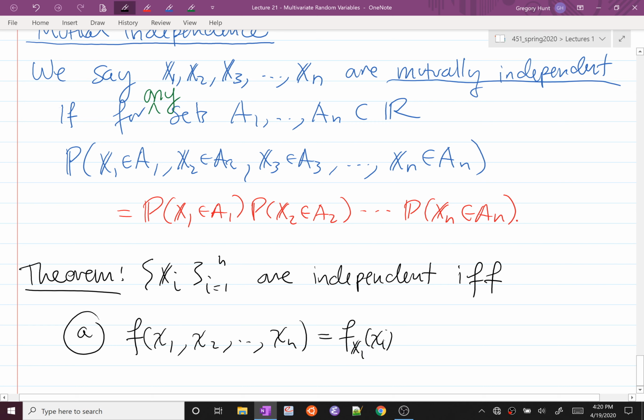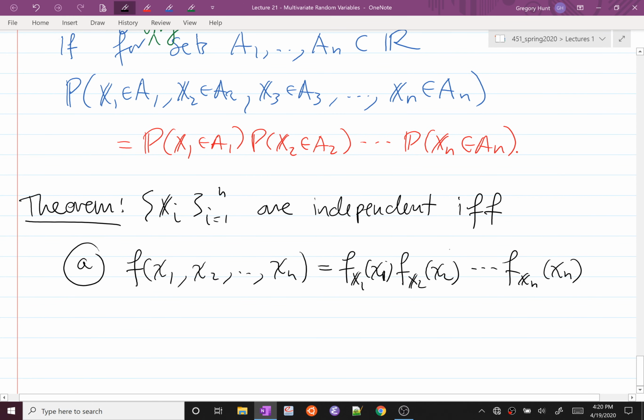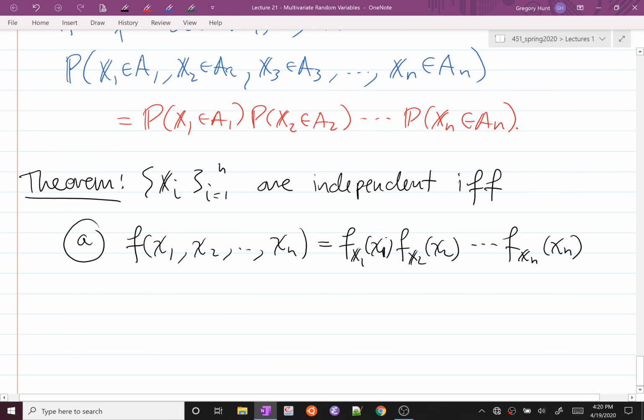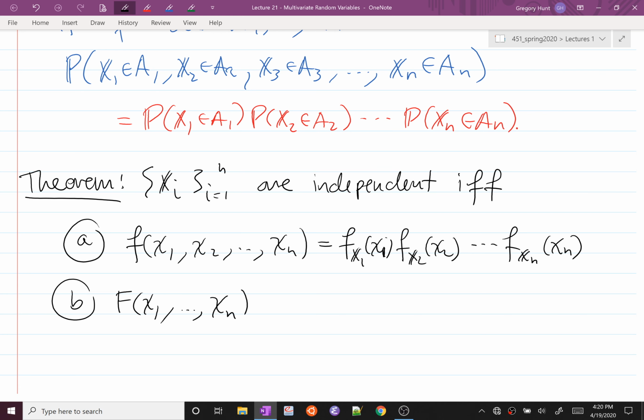So say f of x1 times f of x2, etc., times f of xn, each evaluated at its own variable. So if they're mutually independent, I can factor the joint as the product of the marginals, or if I can factor the joint as the product of the marginals, they're definitely independent. The same thing can be said with the CDF, which we didn't really define the joint CDF, but you could imagine it's going to have a pretty straightforward definition, just kind of a generalization.